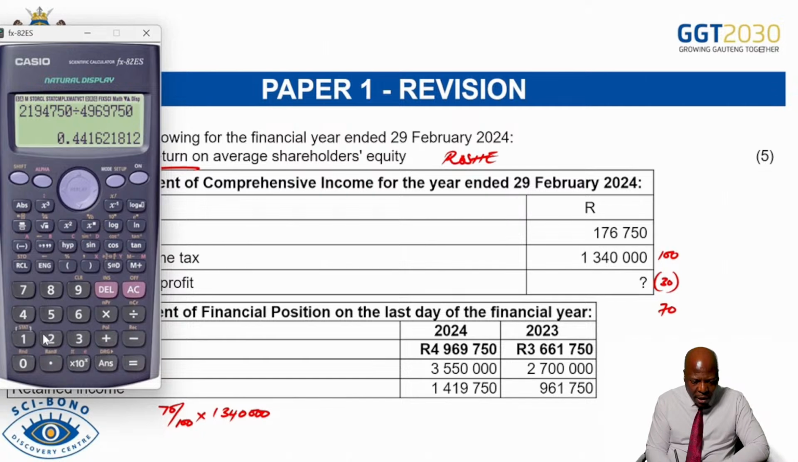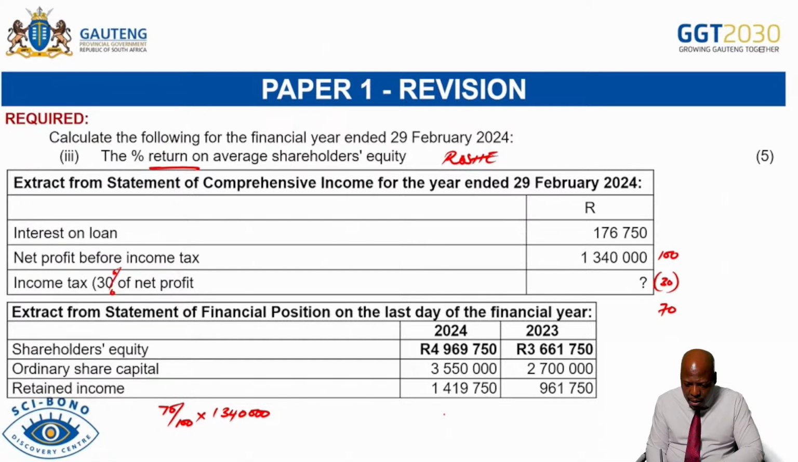Let's see if I can punch that. I'm going to say 1,340,000, and I need to get 70% of that. And that's going to give me 938,000. So I'm going to come here. That is 938,000. And then I'm going to divide that.